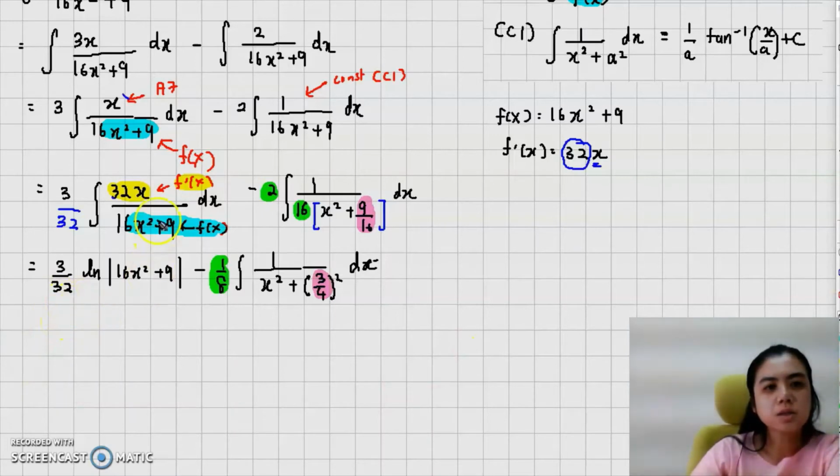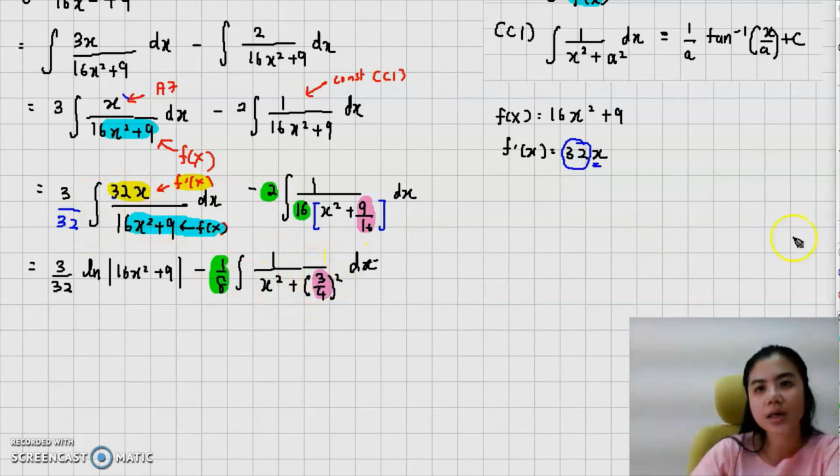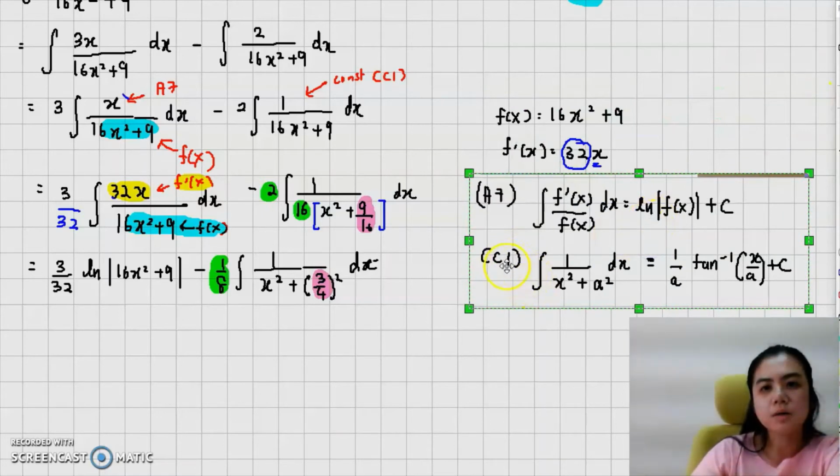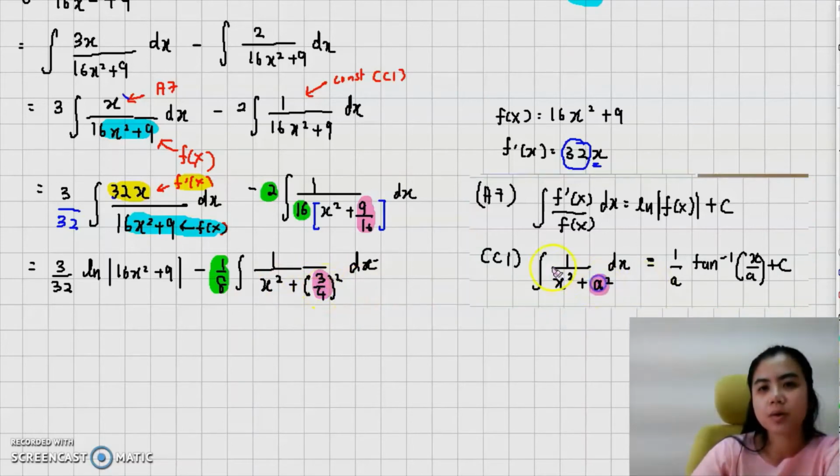Since we already integrated the first item, we have the second item, and for the second item we're going to use the formula of this again. That is your formula of C1. C1 says that you are already in the form of x squared plus a squared. This is your a. So you're going to use the formula of C7, this 1 over a, x over a. Let's just continue to the next slide.